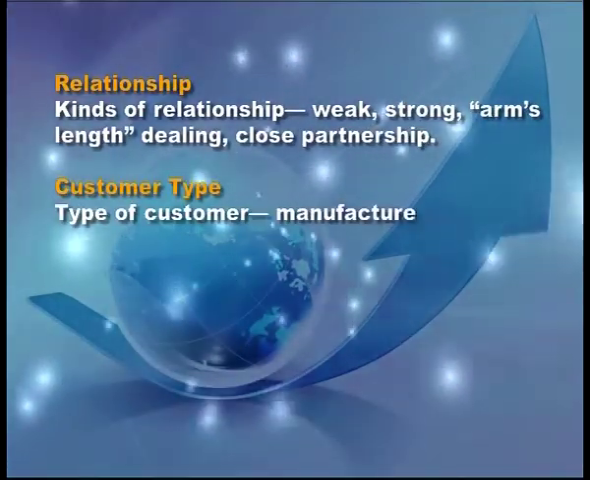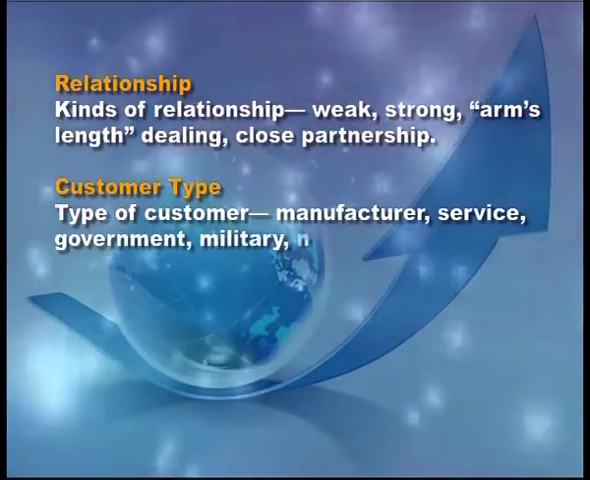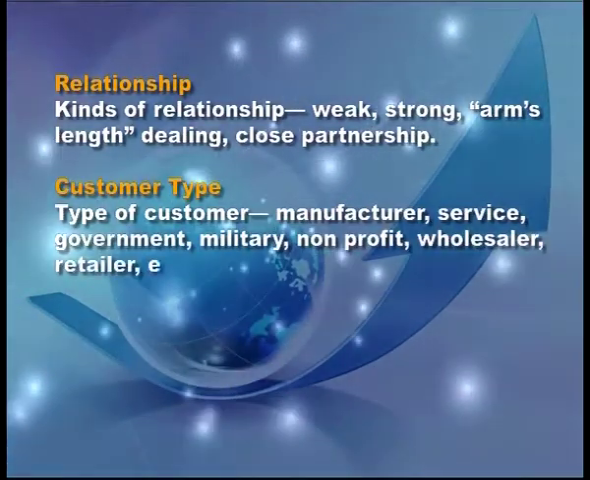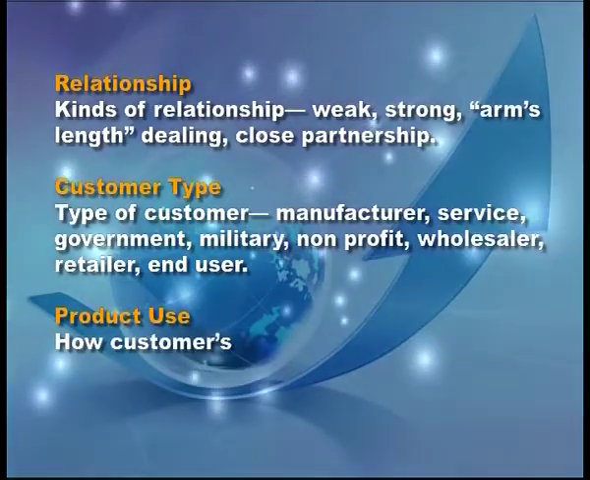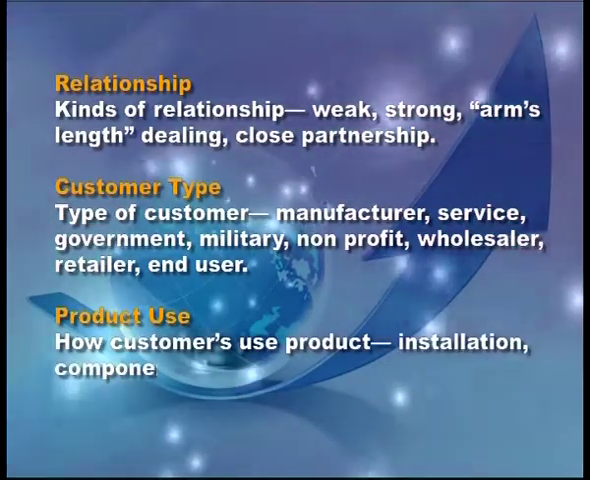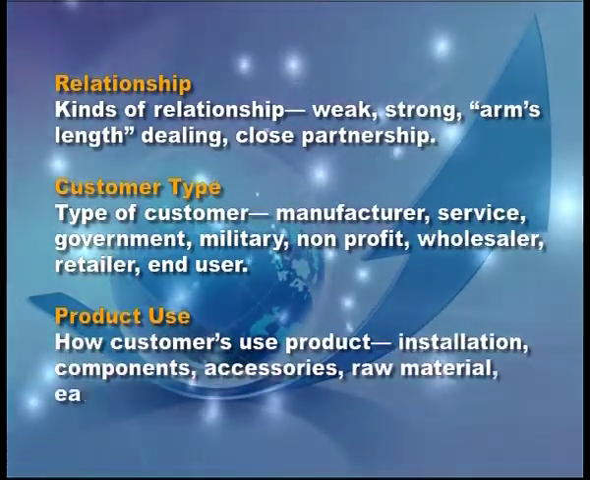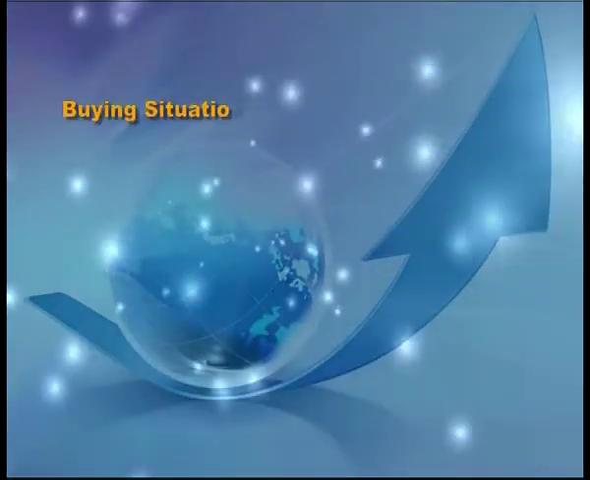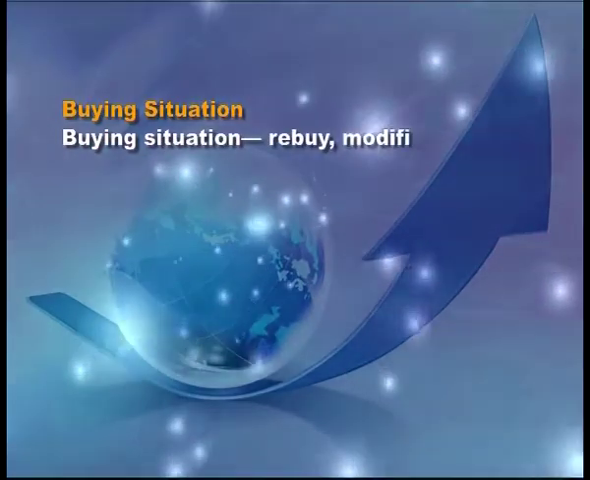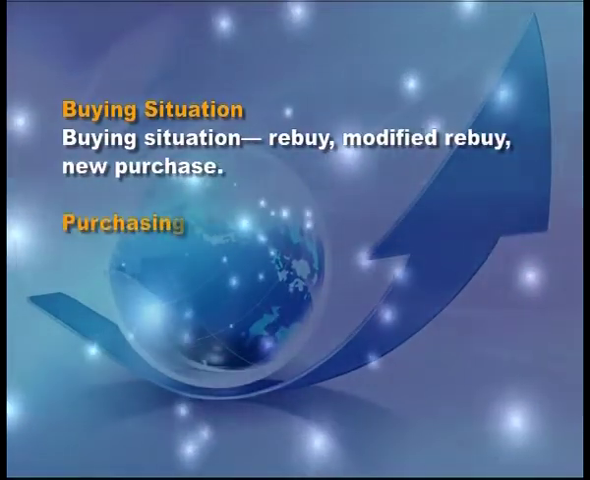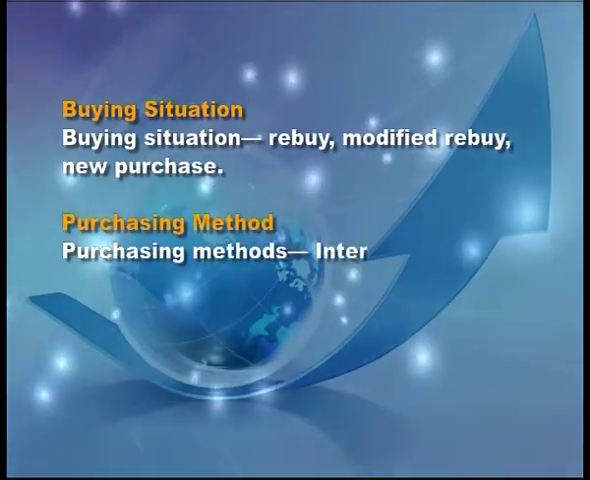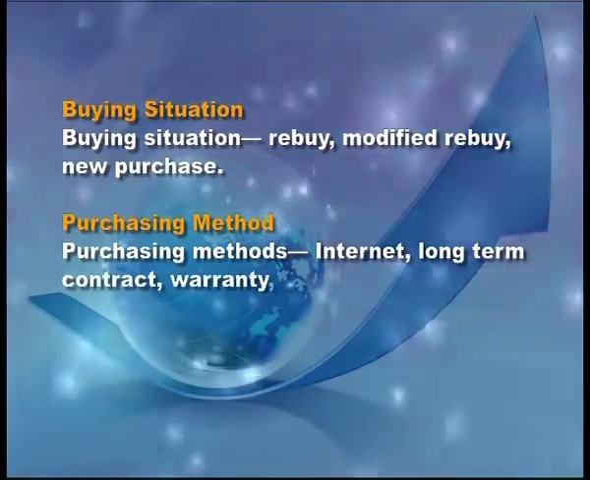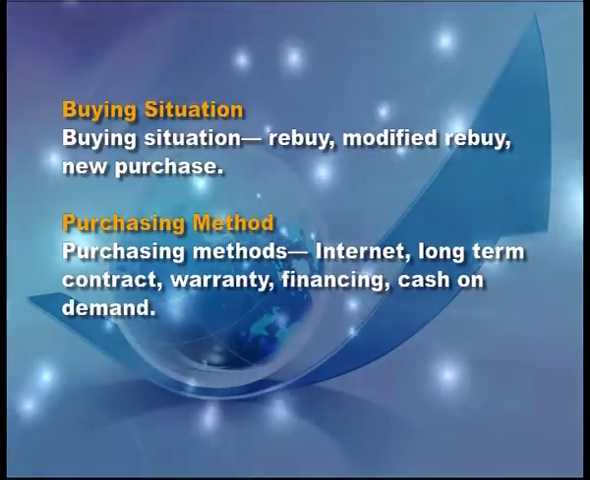Customer type. Type of customer: manufacturer, service, government, military, non-profit, wholesaler, retailer, end user. Product use: how customers use product: installation, components, accessories, raw material, eaten, professional service. Buying situation: rebuy, modified rebuy, new purchase. Purchasing method: internet, long-term contract, warranty, financing, cash on demand.